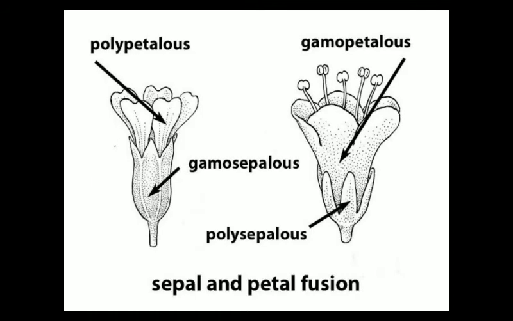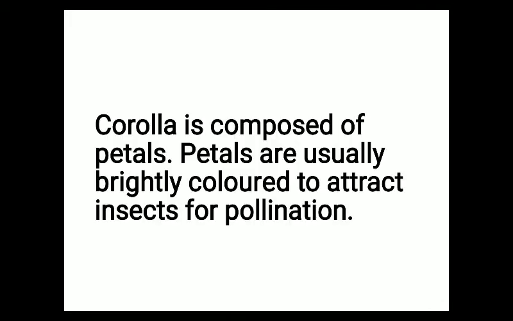This is the diagram of a gamosepalous flower. In this diagram you can see that the sepals are fused with each other, and this is the diagram of the polysepalous condition, in which the sepals are free from each other. Such a condition is known as the polysepalous condition. Now come to the corolla. What is the corolla? The corolla is composed of petals.